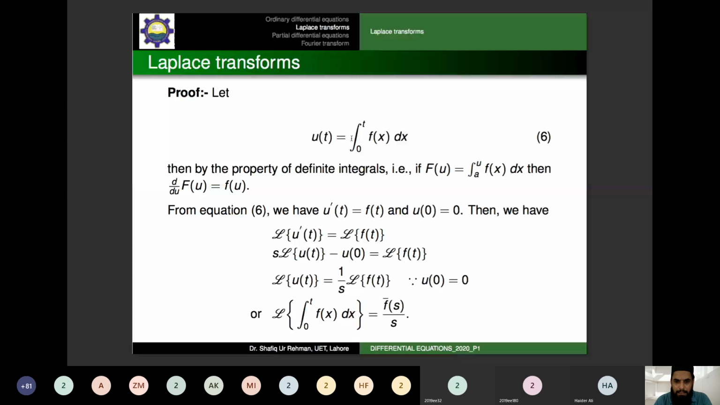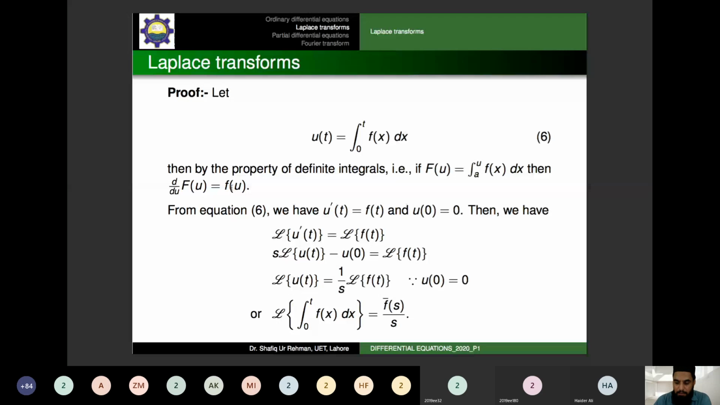Then by the property of definite integrals: if f of u is an integral over the interval from a to u, where a is a fixed value and u is a variable, then the derivative of the left hand side with respect to u will turn out to be a function of u. On the right hand side, if you take the derivative with respect to u, integral and derivative will cancel out, and we are left with f of u. This is the fundamental property of definite integrals.